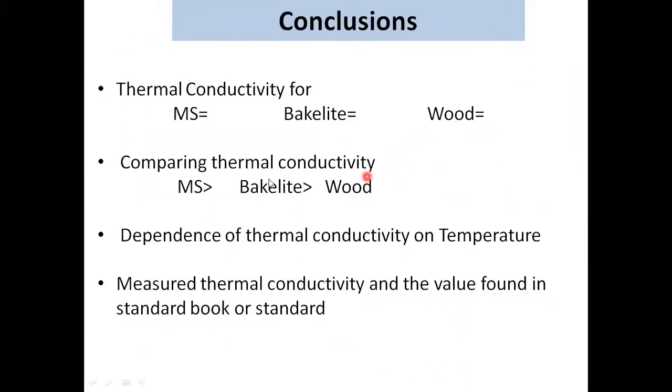Now, in conclusion, you can mention 3-4 points. For example, the thermal conductivity that you have measured from experiments you can put here. For mild steel, it is so and so. For bakelite, so and so. For the wood, so and so, and you can put here the thermal conductivity for the composite wall also. And you can compare the thermal conductivity. So, for mild steel, conductivity is higher than bakelite, and bakelite's conductivity is higher than wood.